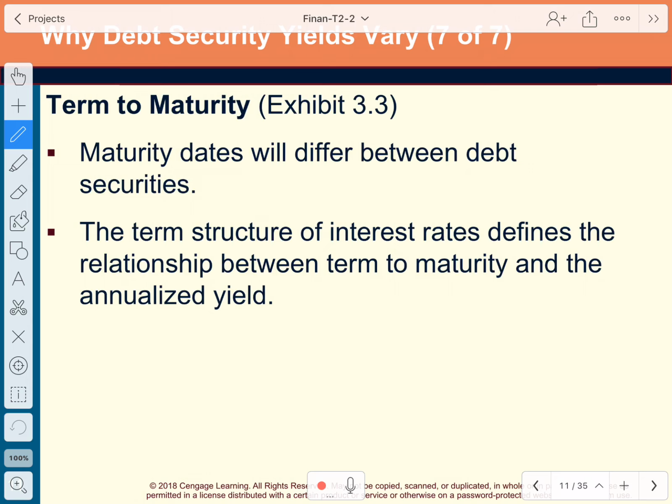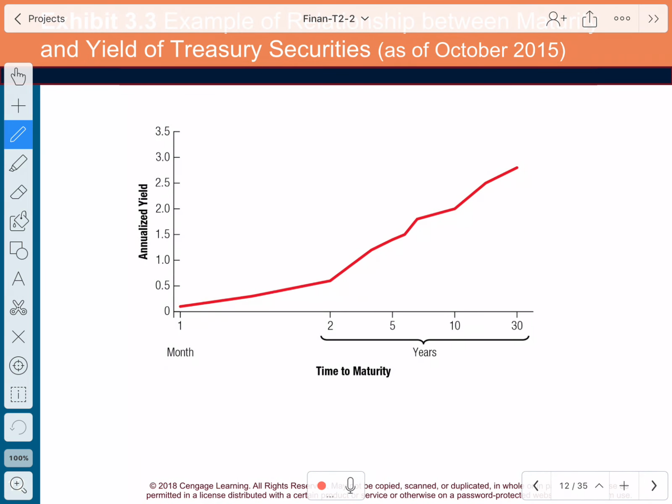The third characteristic, which is the term to maturity, of course, how long it's going to mature is going to affect the yield. So term to maturity and the annualized yield. Of course, if I wait a longer and longer period for the security to mature, then the yield has to increase. I have to be compensated for that. Or in other words, the less liquid the security is, the higher the return.